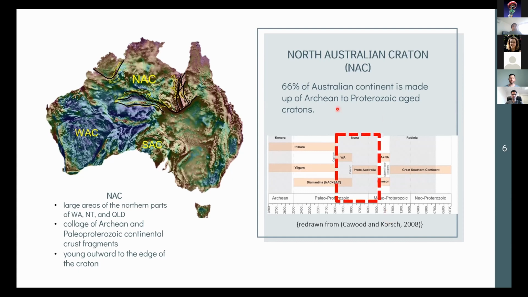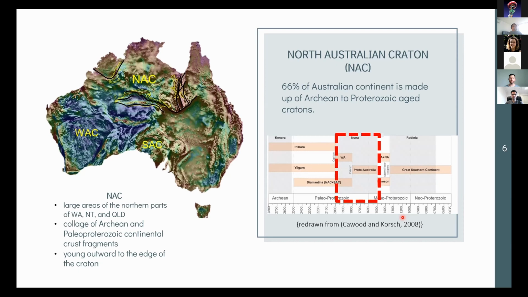And what we know is that the late Paleoproterozoic to early Mesoproterozoic was a time period in which most of the world-class mineral systems formed in Australia. And for my study, we chose the North Australian Craton, or I refer to it as NAC throughout the presentation. This is a very significant craton, an amalgamation of Archean and Proterozoic age fragments that were stitched together during the Barramundi orogeny.